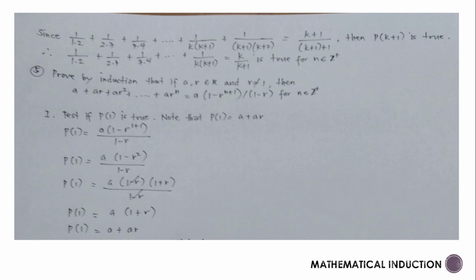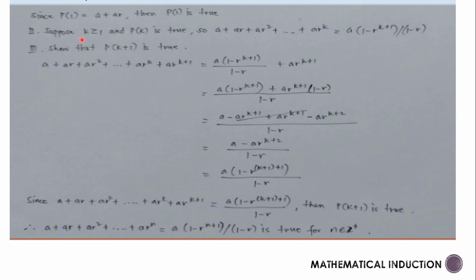For problem number 5, prove by induction. So here's the process. Step 1, P of 1 is true. For step 2, suppose that P of k is true. And for step 3, P of k plus 1 is true. For the conclusion, it is true for n an element of positive integers.